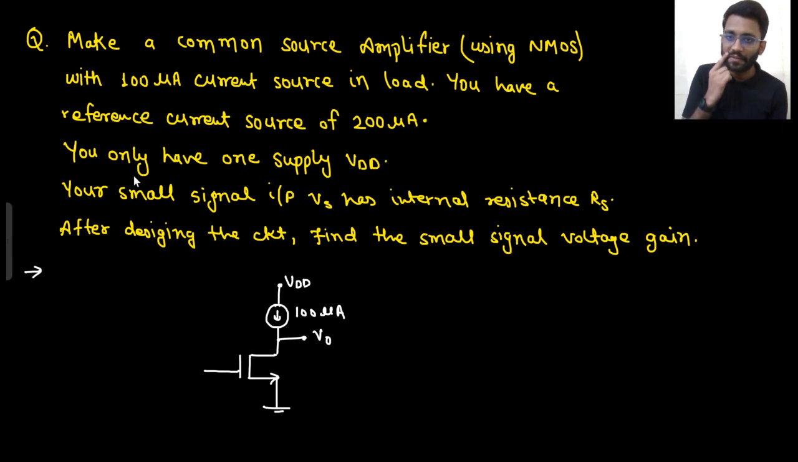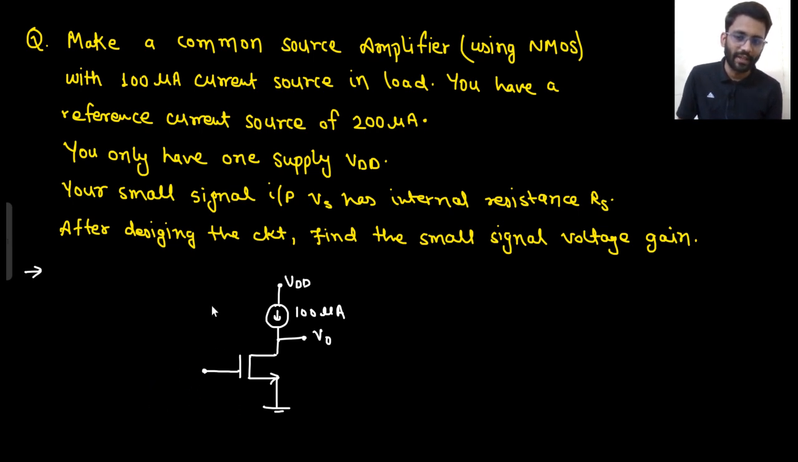And what else they are giving? They are saying that you have only one supply VDD. You have only one supply. Here I cannot apply my input like this, that this is my small signal input Vin plus VGG. I cannot apply like this. Why so? Because I don't have VGG. I have only one supply.